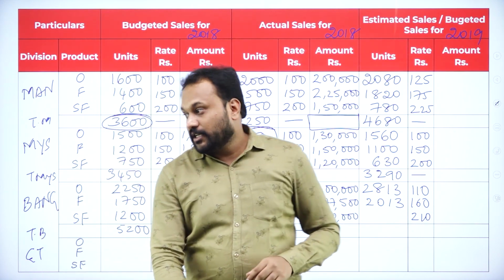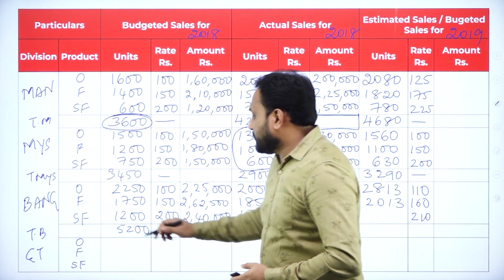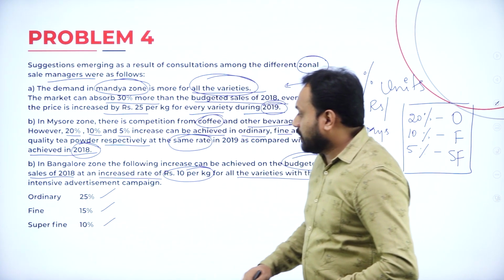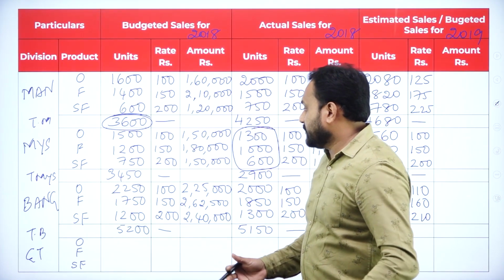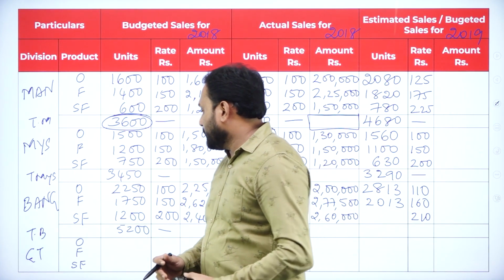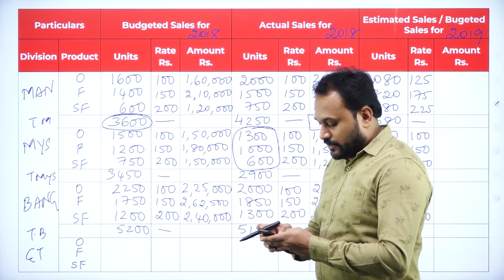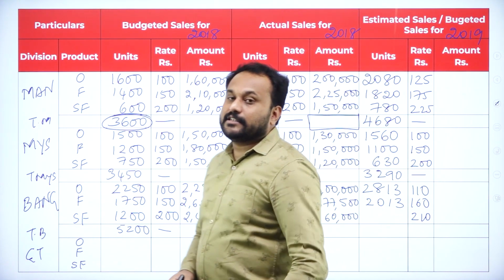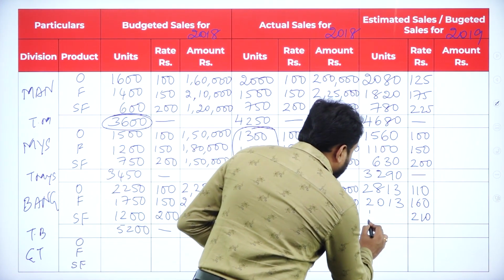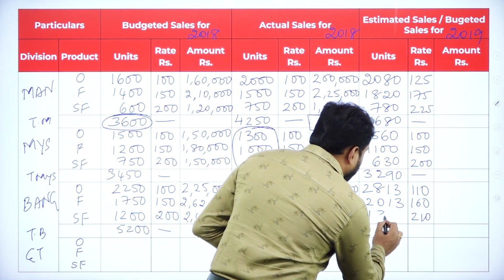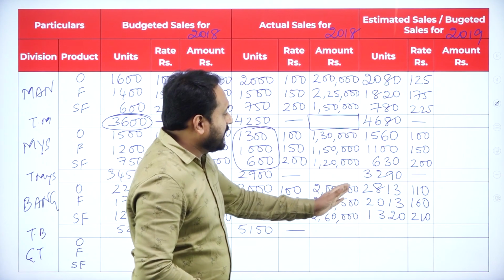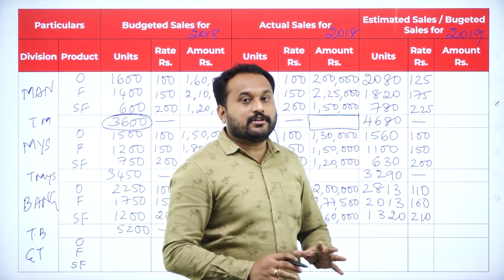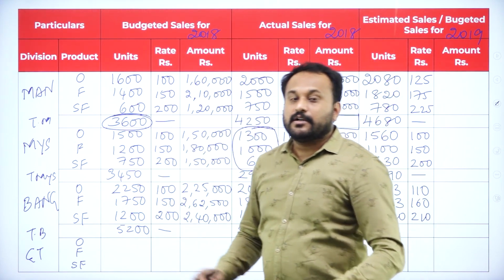Next we have is super fine, 1200. 1200 should be increased by 10%. Now 1200 into 10% is 120, in the sense 1200 plus 120. So we have 1320. So here we'll write 1320. Now if you calculate this, you will get it. After that you do the grand total, that is the grand total of ordinary, fine, super fine, and your problem is solved.